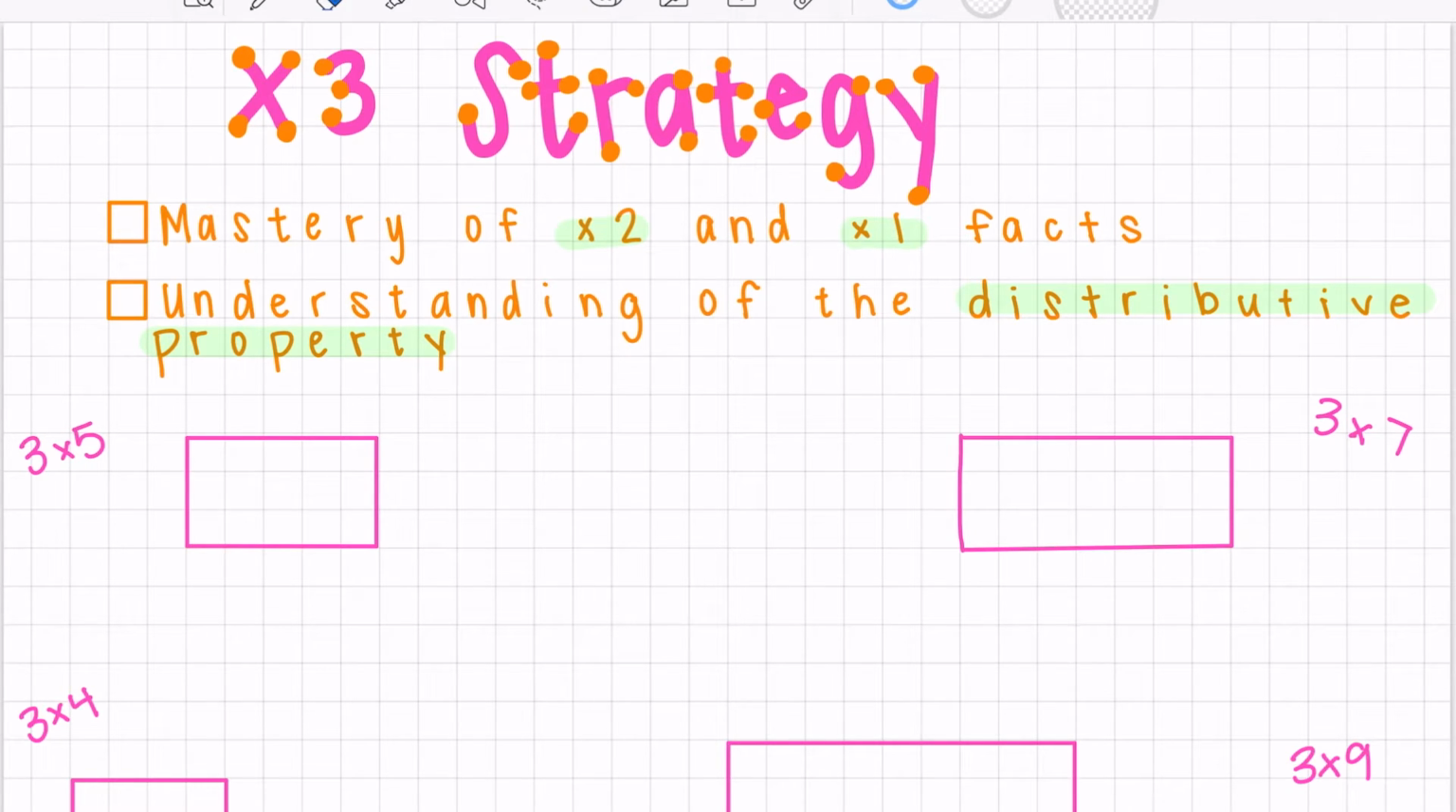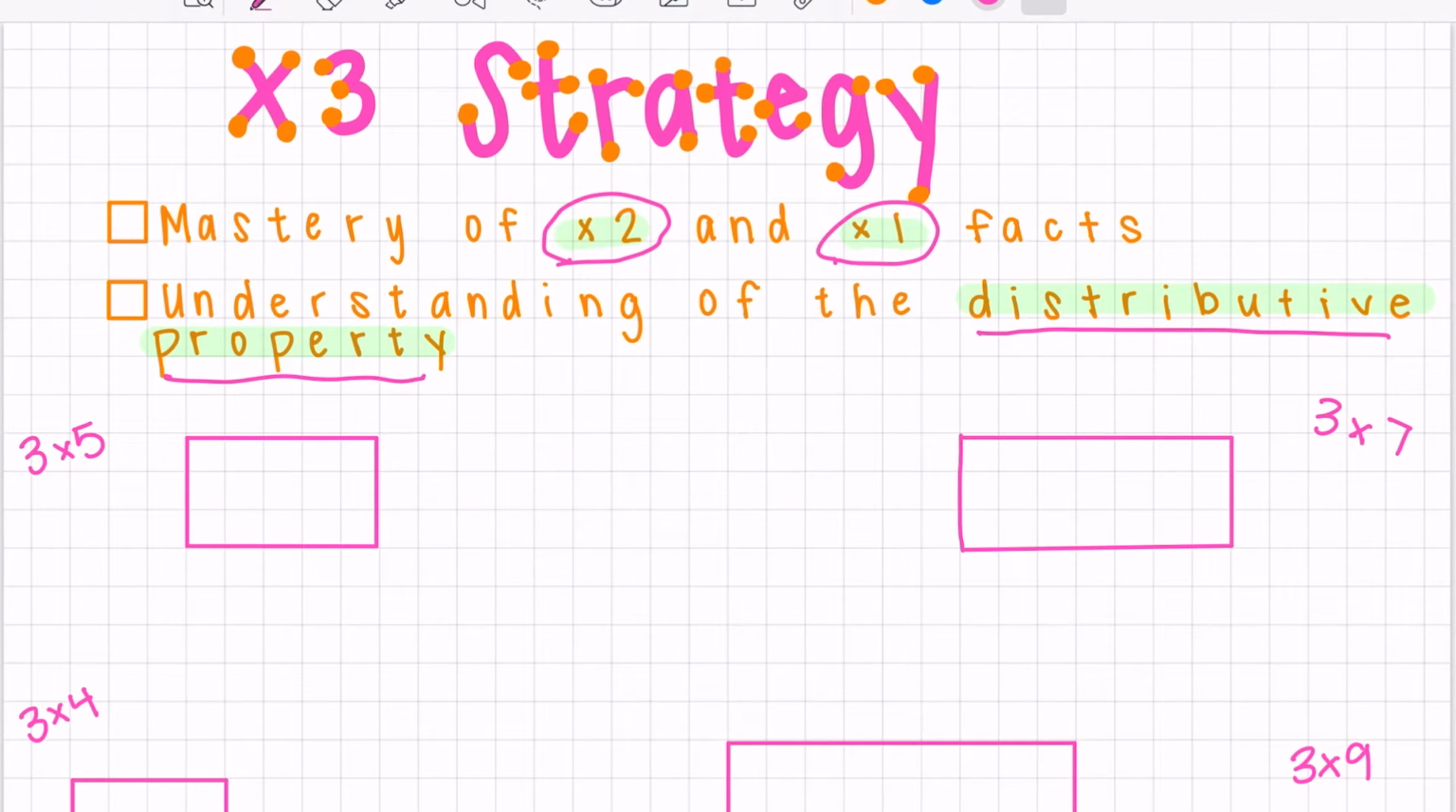Numbers by 3. In order to get the most out of this strategy, we need to have mastered our times 2 facts and our times 1 facts, as well as our understanding of the distributive property. Let's look at the number 3.